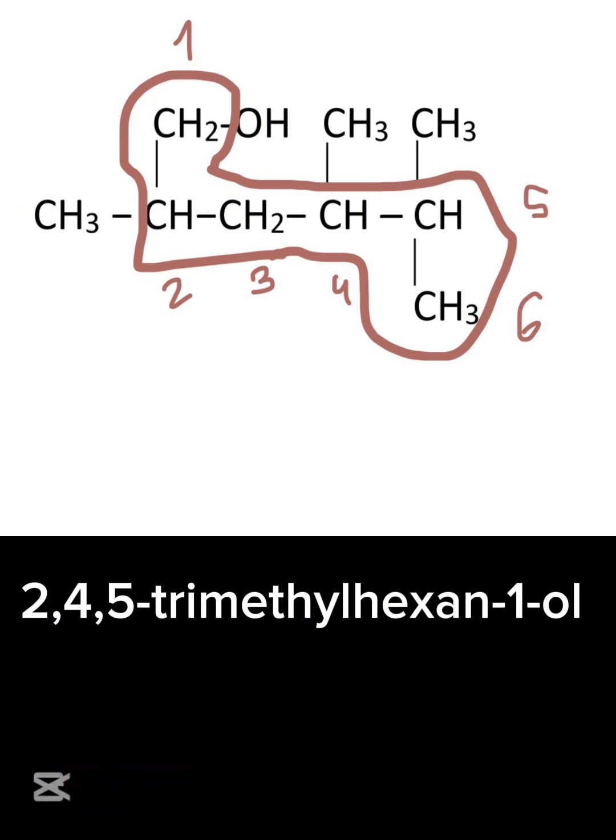The name ends in -ol, which indicates the presence of a hydroxyl. The 1-ol means the hydroxyl group is attached to carbon number 1. So the name is 2,4,5-trimethylhexan-1-ol. Okay, for letter B, we can identify that it's an alkyne because of the triple bond.